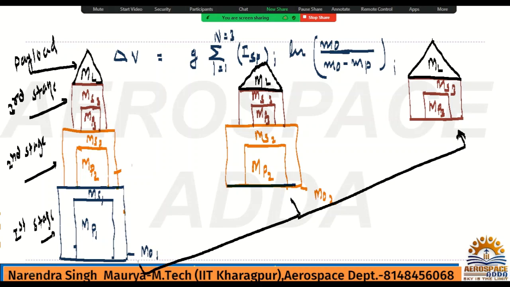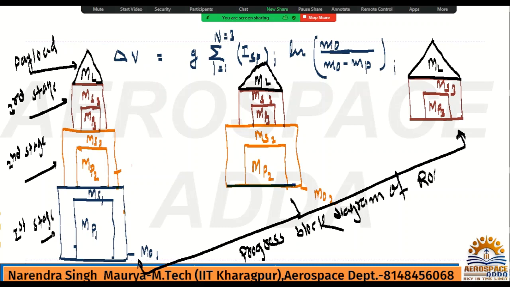During the operation of the rocket, this is the progress block diagram of the rocket, one by one. It will start from here, then it will go to here, and then it will go to here. And after the third stage, first it will be launched, and then that third part will be removed. Yes or no?